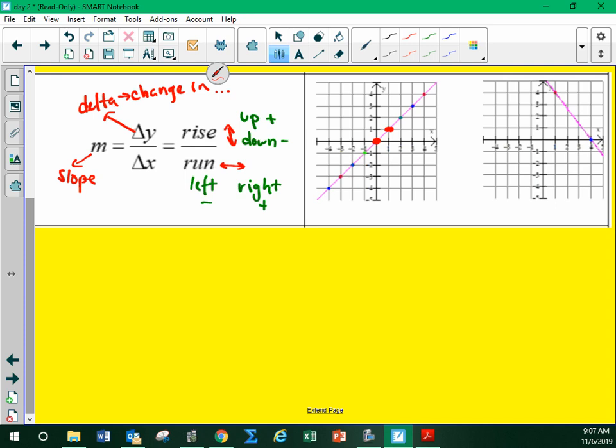So going from one point to the next, I'm going to start here. I go up 1. So I went up 1. And then I went to the right 1. So up 1, right 1. And 1 divided by 1 is 1. So my slope is just 1.